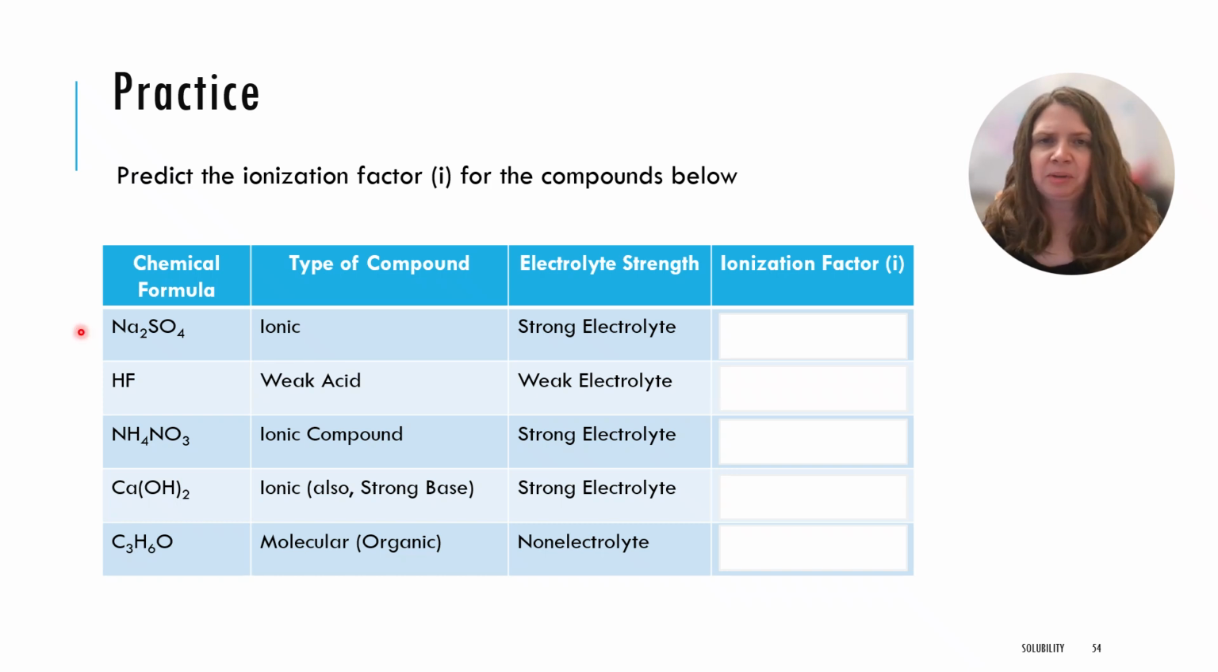Consider this practice problem. Predict the ionization factor for each compound. Sodium sulfate is an ionic compound and therefore is a strong electrolyte. It forms 2 sodium ions and 1 sulfate ion, giving a total of 3 ions. Hydrofluoric acid is a weak acid and therefore is a weak electrolyte. It has an ionization factor between 1 and 2.